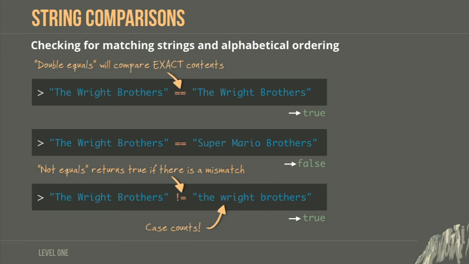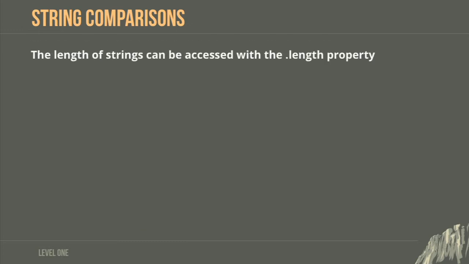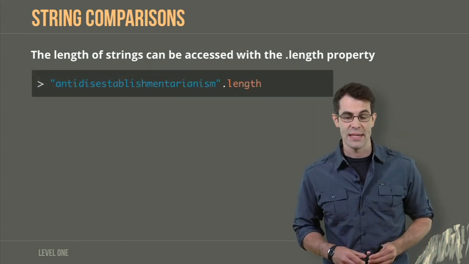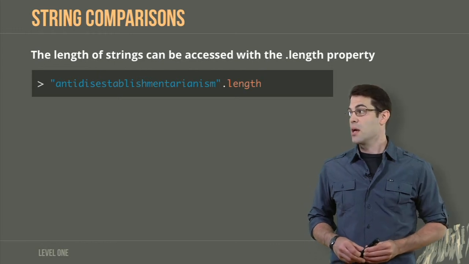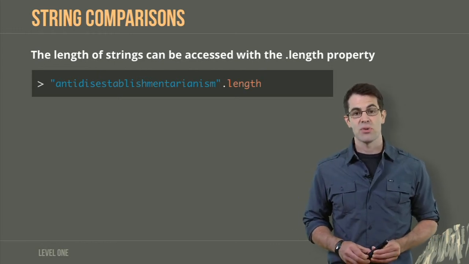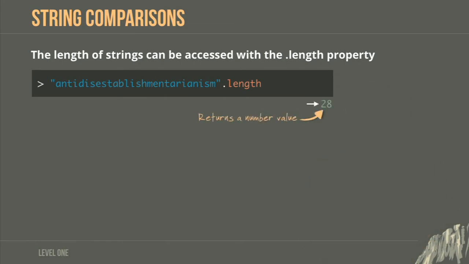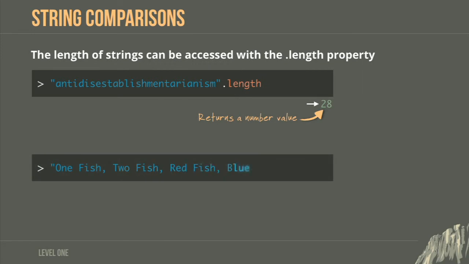We can also access the length of strings using the .length property. You can see here that if we have a super long English word, anti-disestablishmentarianism, and we use the .length property, that the JavaScript console would return a very nice value to us of 28. And again, when we used one fish, two fish, red fish, blue fish, if we use the .length property on that, JavaScript will return a 39. Now what's really important here is that the .length property will calculate all of the spaces and all of the punctuation in determining your length.